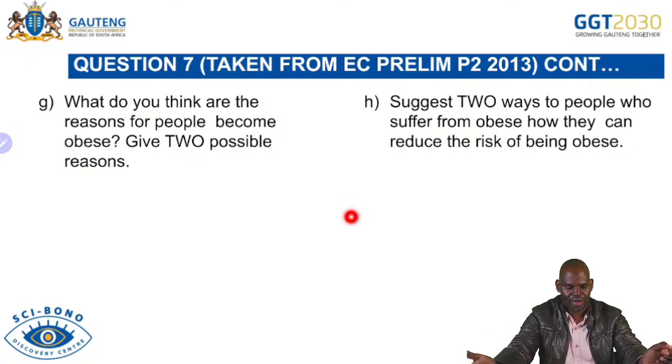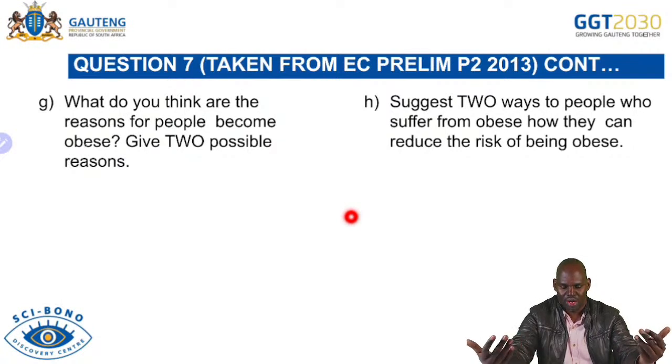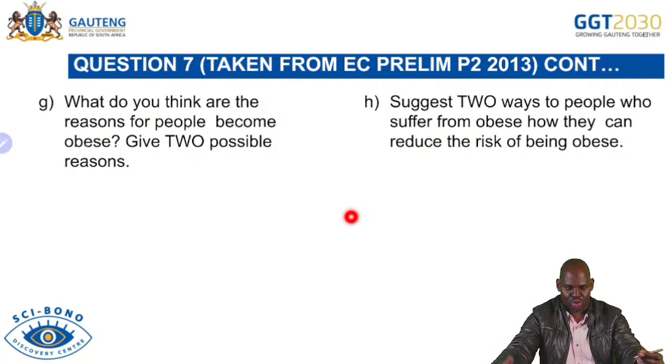And then the next one is, suggest two ways to people who suffer from obesity, how they can reduce the risk of being obese. So obviously that will be the opposite of the previous one. They need to exercise. They have to check their diet, make sure that they eat healthy food, and so on. So that is two of the ways there.